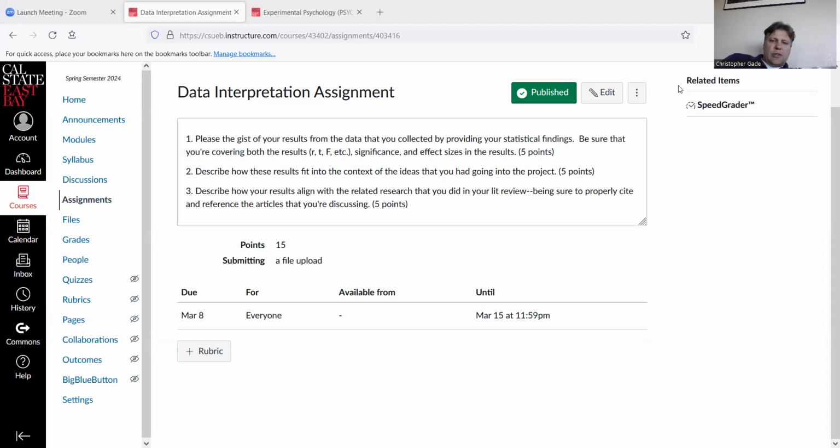And that leads us to the next big thing for this class, and that's sort of interpreting the results that you have. Specifically, what you're going to be doing in this particular assignment is tying what it was you found from the previous one into the context of the big picture that you were planning on looking at.